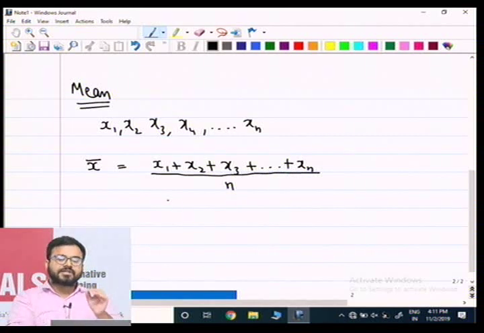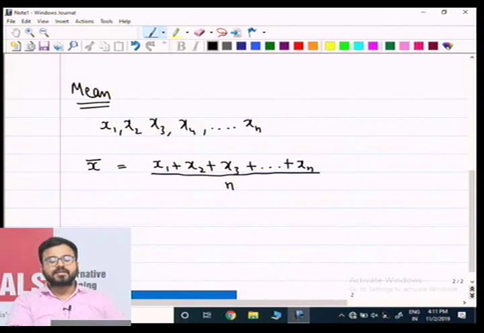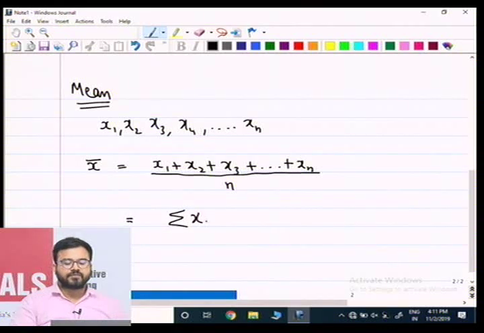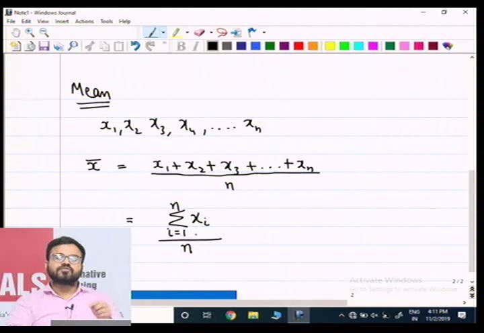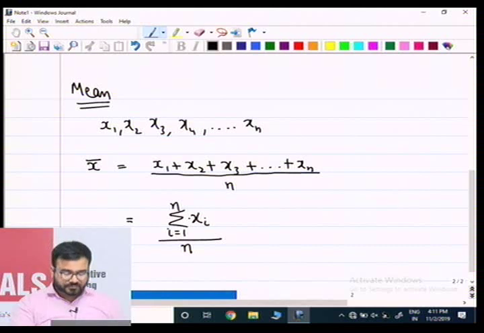This representation of x1 plus x2 plus up to xn can also be represented like this: we use the symbol sigma and write xi, where i varies from 1 to n, divided by n. The meaning is that this symbol sigma means summation: we put different values of i starting from 1 till n, and then we add all of them. That is the meaning of sigma xi, i varies from 1 to n.